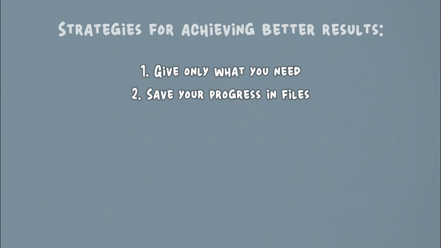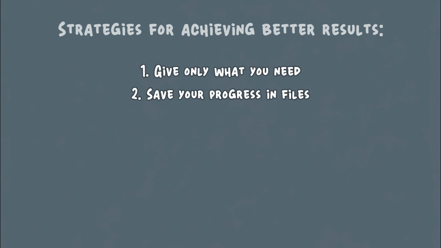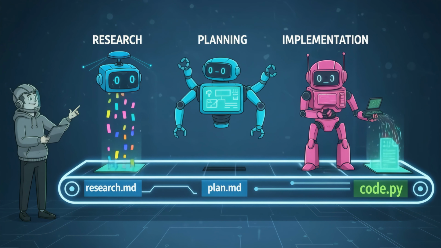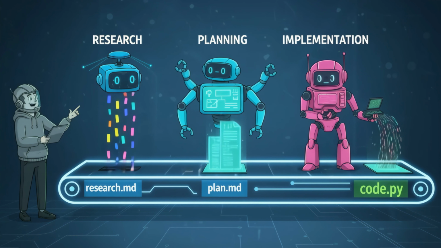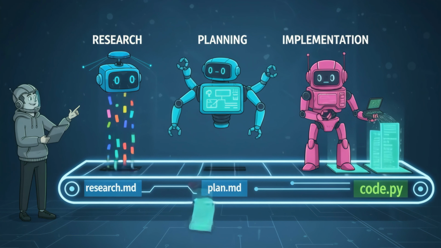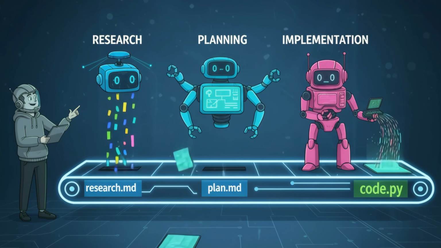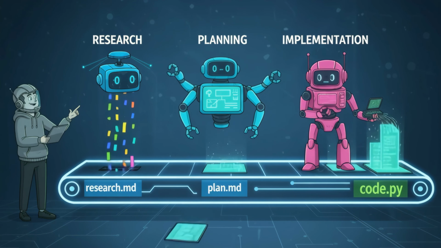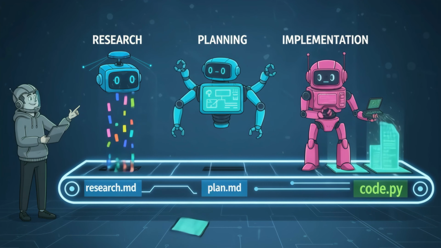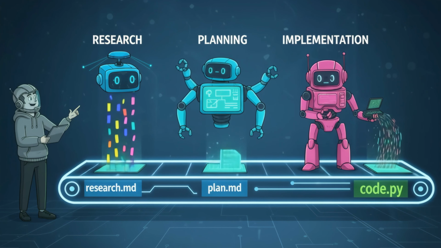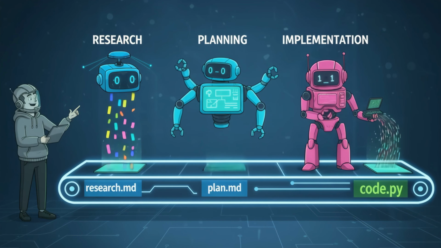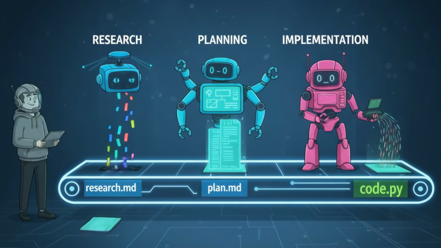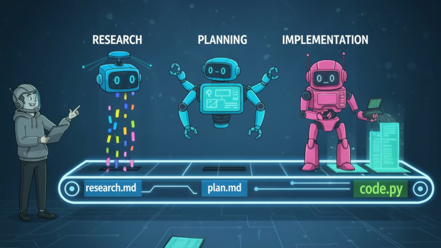2. Save your progress in files. For complex tasks, break the work into stages. For example, Stage 1, Research. Ask an LLM agent to analyze the code and write a summary of its findings into a file, for example, research.md. Stage 2, Planning. Start a new chat, ask another LLM agent to read that file and create a step-by-step plan to solve the problem. Save it as plan.md. Stage 3, Implementation. In another new chat, ask the LLM to execute the plan from plan.md. This way, each stage has a clear, focused context, and you can review the work between steps.